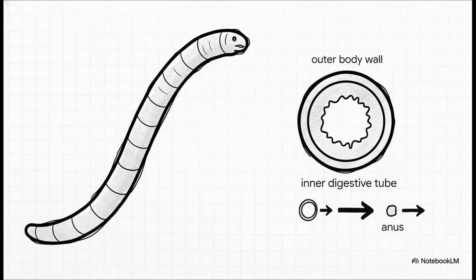Next up, phylum Nemathelminthes, the roundworms, and they introduce 2 huge upgrades. First, they have a sort of prototype body cavity, a pseudocoelom, which gives them some internal space. And second, a complete, one-way digestive system. Food goes in one end, waste comes out the other. This tube-within-a-tube design is so efficient and successful, you can find these worms literally everywhere on Earth.